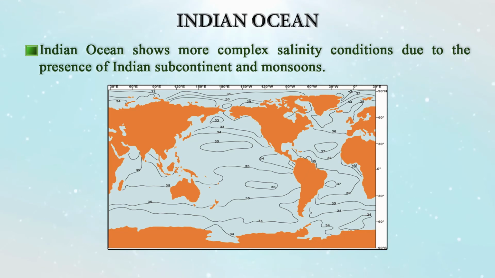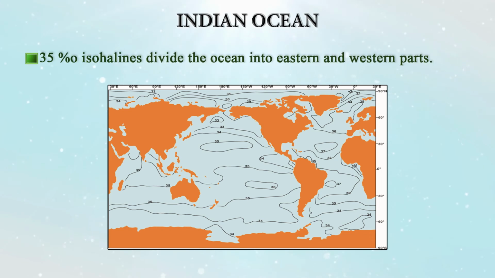Now, coming to the salinity in the Indian Ocean. The Indian Ocean shows more complex salinity conditions due to the presence of the Indian subcontinent and the monsoons, and you can see in the map that the 35 per thousand isohaline divides the ocean into western and eastern parts.